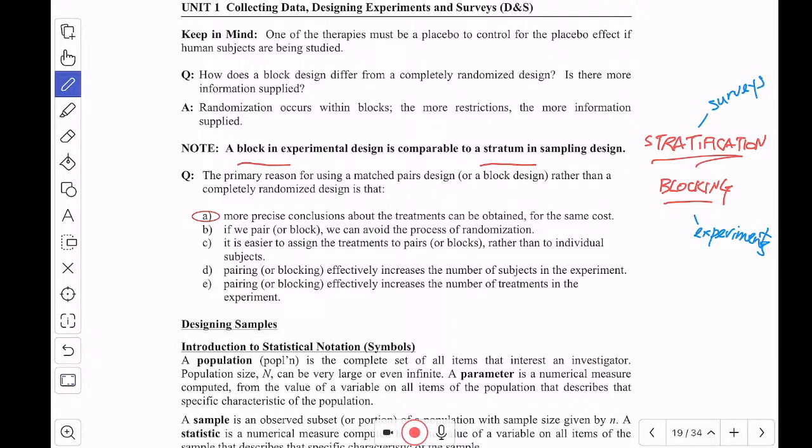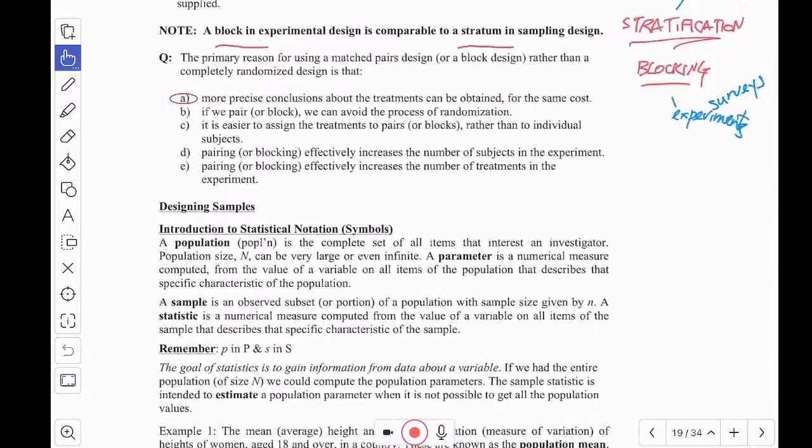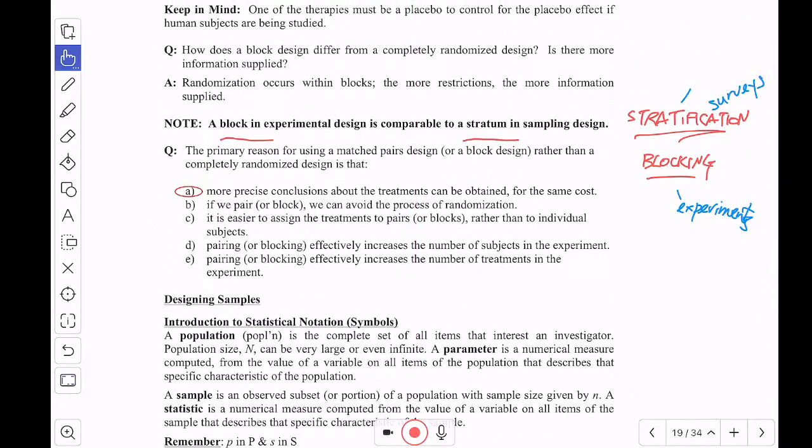So let's take some time now. I've looked at experiments. You can read through these and convince yourself that A is the best answer. But otherwise, I'm going to move on to the discussion on sampling.